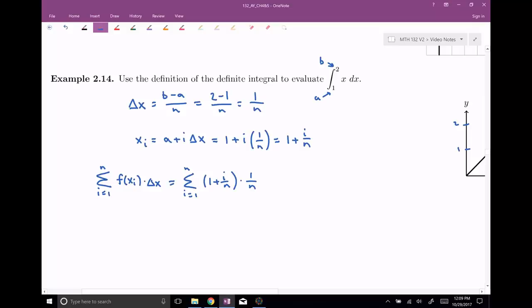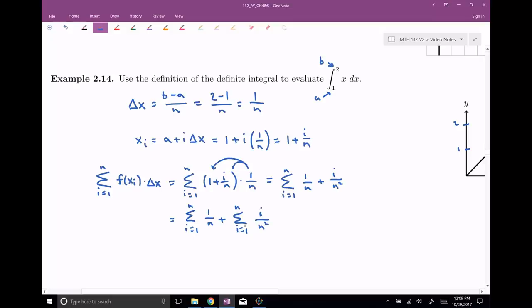So let's calculate really quick. Well, actually, there's a few things going on here. Let's distribute this 1 over n to each piece. From i equals 1 to n of 1 over n plus i over n squared. And now there's this rule about sums, that you can split this up into each piece. So I'm going to sum from i equals 1 to n of 1 over n, plus the sum from i equals 1 to n of i over n squared.